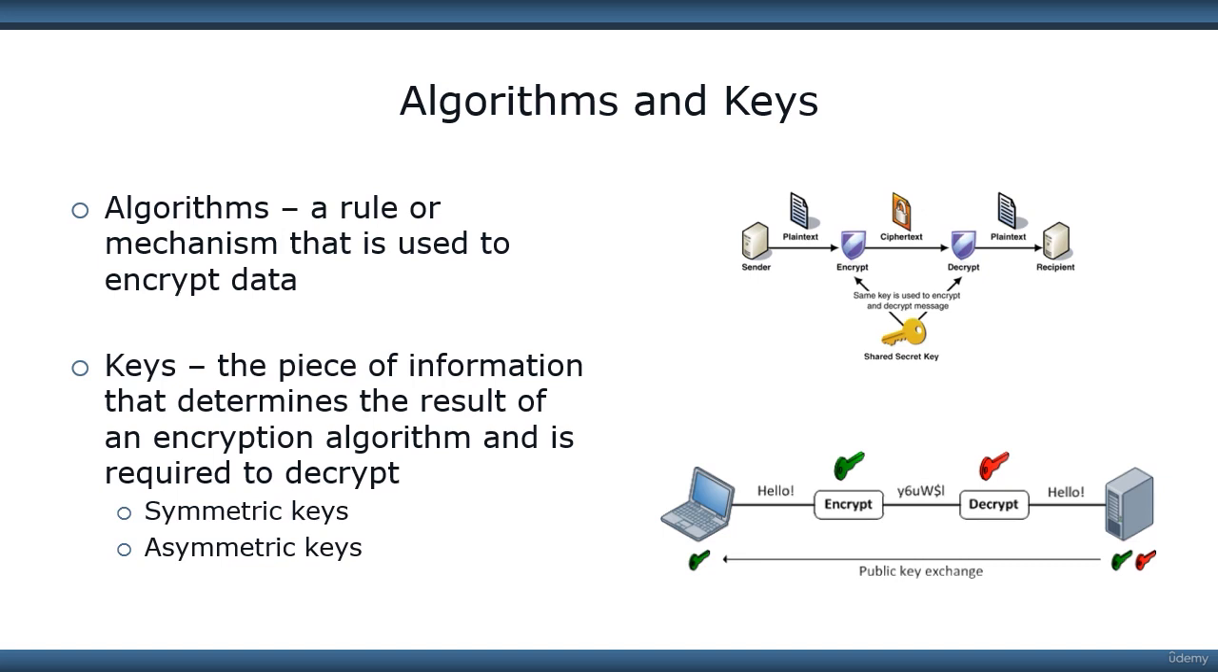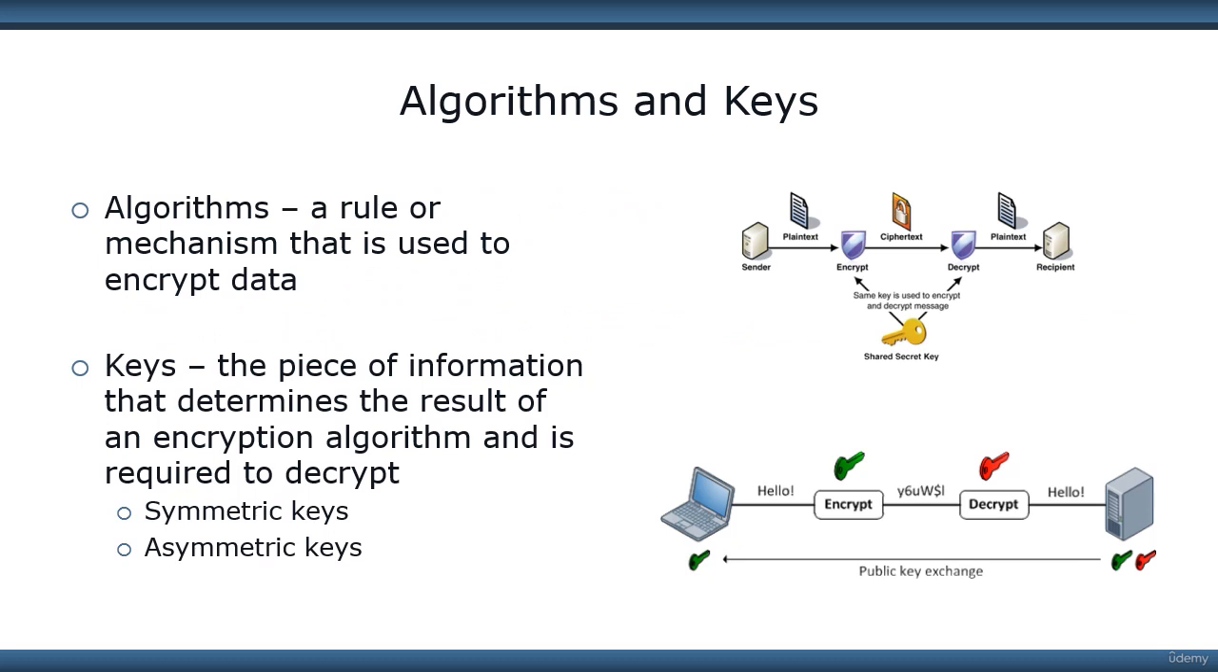So the algorithm is the rule that encrypts it. The key is the piece of information that determines the result of an encryption algorithm and is required to decrypt the data, turn it back into plain text so it's readable. And there are two basic kinds of keys, symmetric and asymmetric. With symmetric key encryption, there is a single key. So the key that's used to encrypt is also used to decrypt.